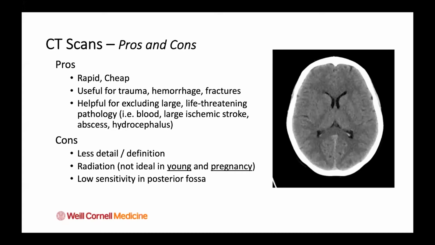CTs are rapid, they're cheap, it's useful for trauma, hemorrhage, fractures, it's quick and dirty. You can get the patient there quickly. In our ICU, we have a portable CT. Many ICUs have that, where you can just get it right there for a complex patient that's difficult to transport. It's useful for quickly identifying, if someone has a change in mental status, you get a quick and dirty look. Do they have a large bleed, a large stroke, hydrocephalus, or increase in the size of the ventricles? And you can quickly rule out anything major life-threatening going on with a CT.